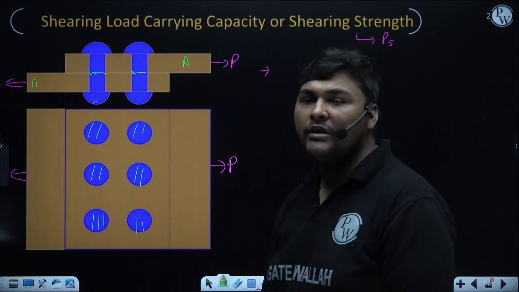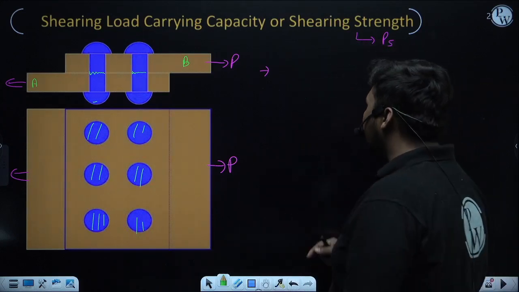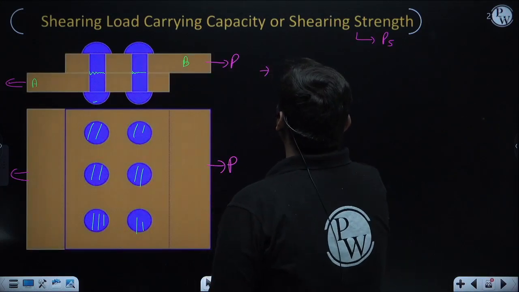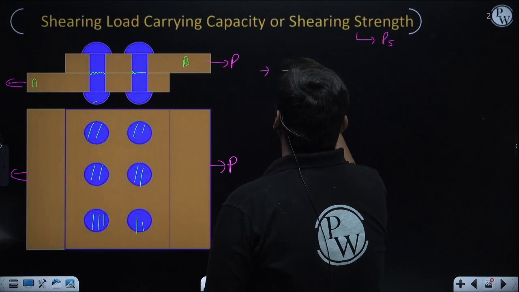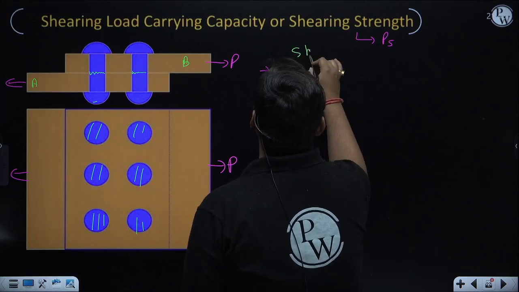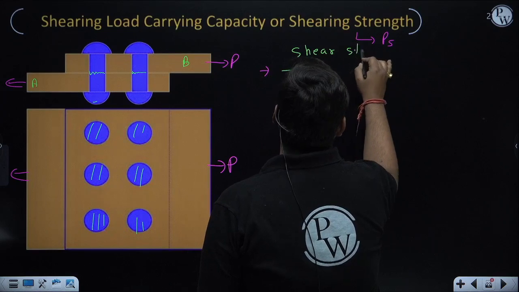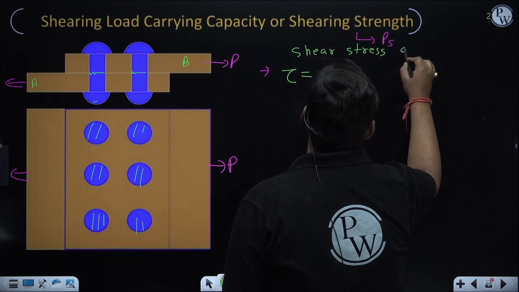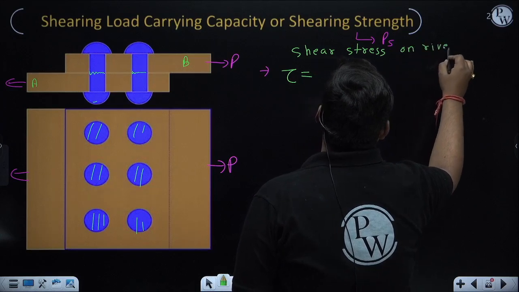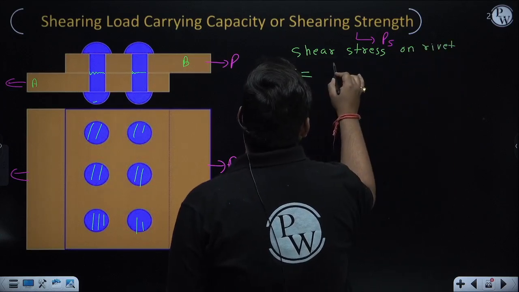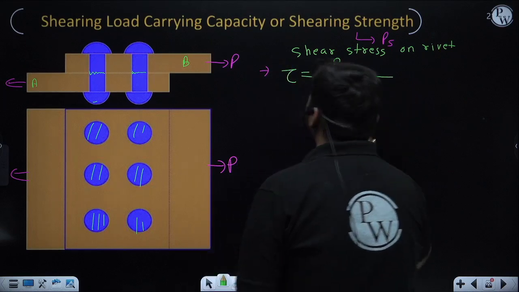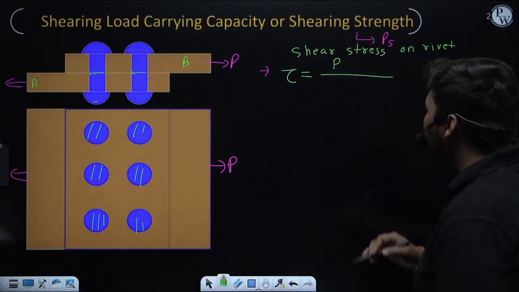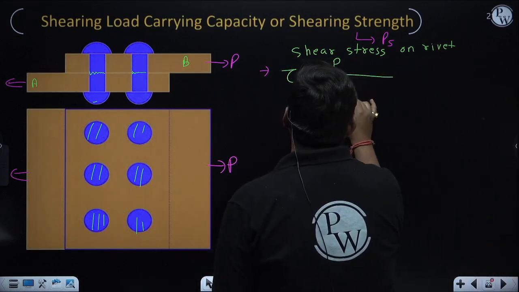And how can we calculate that? For that, first we need to calculate the shear stress on the rivet. Now, what is the formula to calculate shear stress in the rivet? The actual shear stress in the rivet should be less than or equal to the permissible shear stress of the rivet. Now, the formula to calculate shear stress in the rivet is force P, because due to this force P shear stress is coming, divided by total shear area.